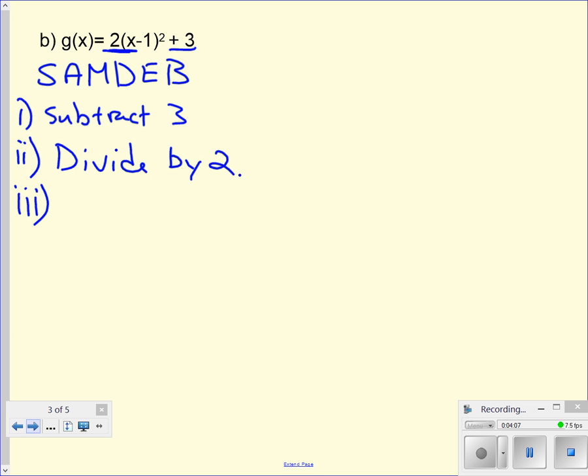Now moving on, because we have no more multiplication or division, we have the exponent. We have an exponent here of 2, so the opposite of something being squared is the square root. And inside the brackets, we have x minus 1, so the last thing we do is the opposite of x minus 1. We actually add 1.